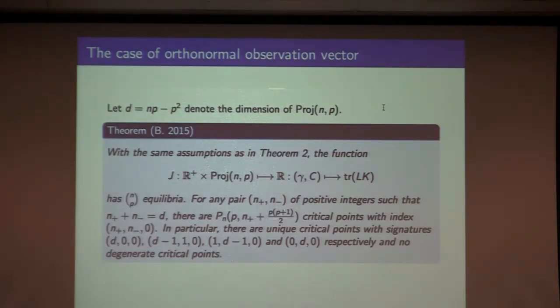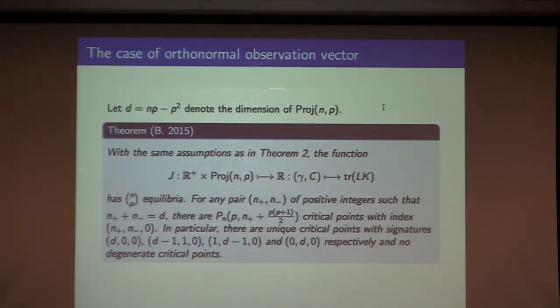So why do we need this? Because it shows up when we try to count or analyze the critical points of our cost function in the vector observation case. If you allow yourself to have p observation signals, how many critical points of the optimal observation function will you have? You will have a lot, n choose p of them. If you give me a signature like this, n plus, n minus, and you ask me how many of these critical points will have n plus positive eigenvalues and n minus negative eigenvalues for the Hessian at that point, well, here is the answer.